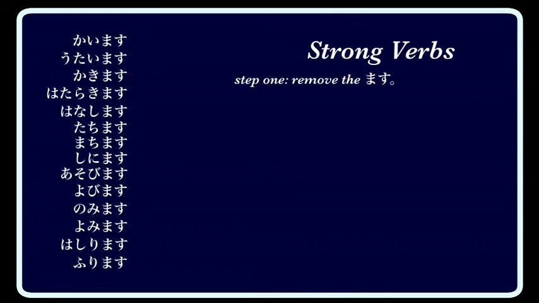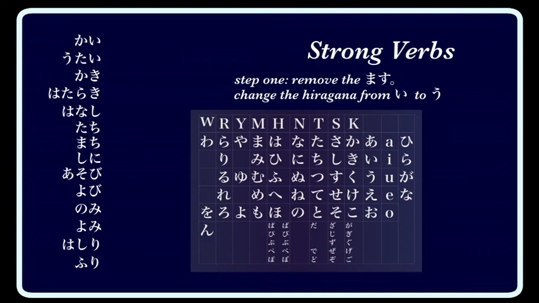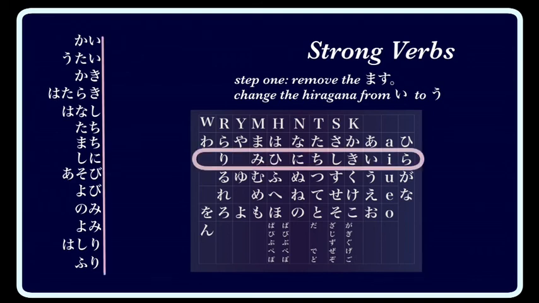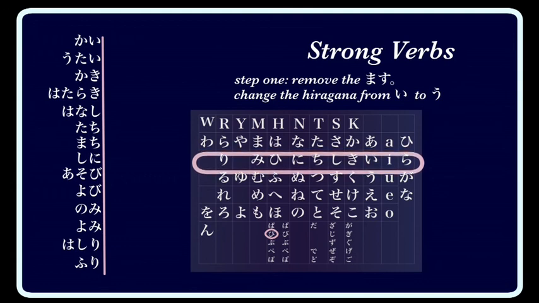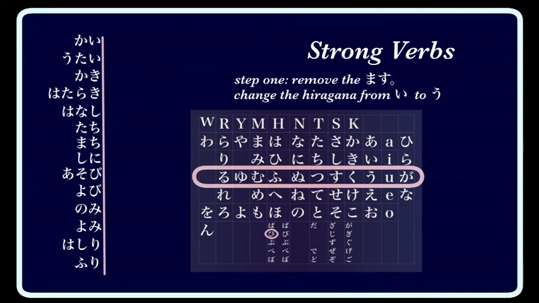So kaimasu would become kai, ending in I. Utaimasu, utai. Kaki. Hataraki, hanashi, tachi, machi, shini, asobi, yobi, nomi, yomi, hashiri, and furi. We can see that every single one of those hiragana left on the end after removing mas comes from the I row. We're going to change that by dropping them down to the U row on our hiragana chart. So I, ki, shi, chi, ni, hi, mi, ri, including the bi for hi with voice marks, we're now going to drop them down to the U row. And the U row means that the ending of every single one of our verbs will change slightly.